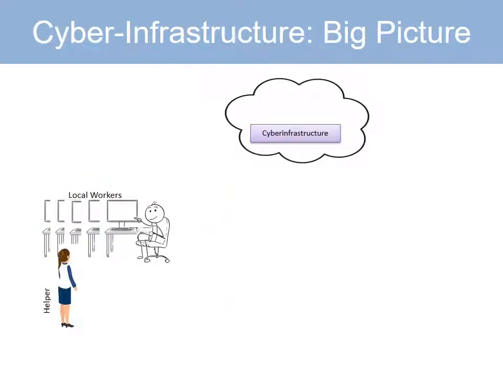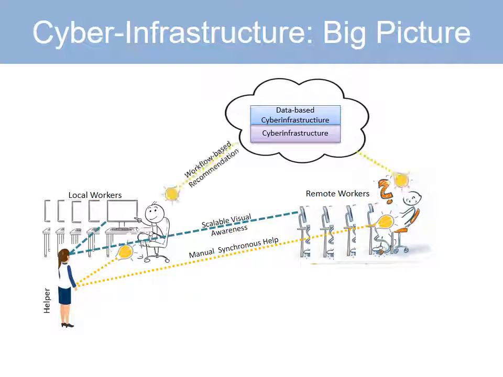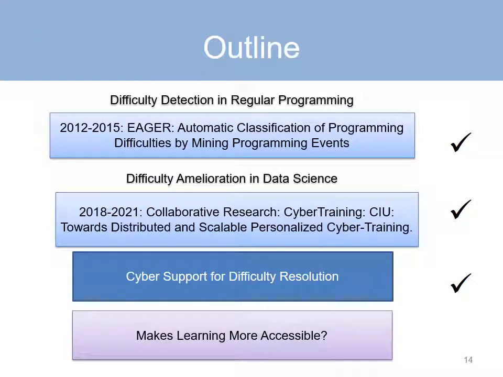So the big picture here is that we today have cyber infrastructures and training sessions where a helper is visually aware of the difficulties people co-located are having, and then offers help to those in difficulty. Okay? And what we're doing is making it distributed so that the helper has an idea of what remote people are facing and provides manual synchronous help to them. And also the infrastructure itself offers help through what others have done in the past. Okay? That describes these two projects.